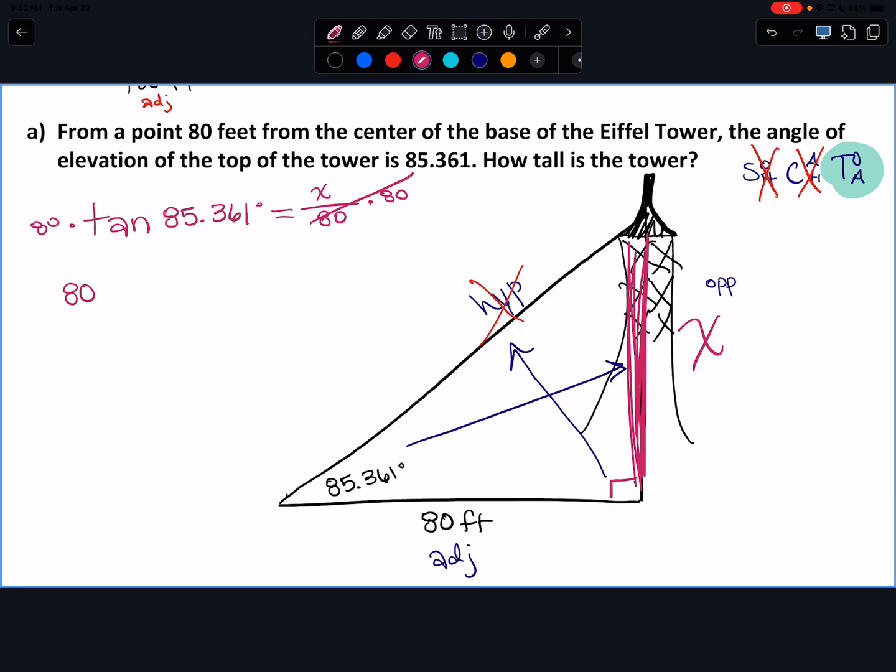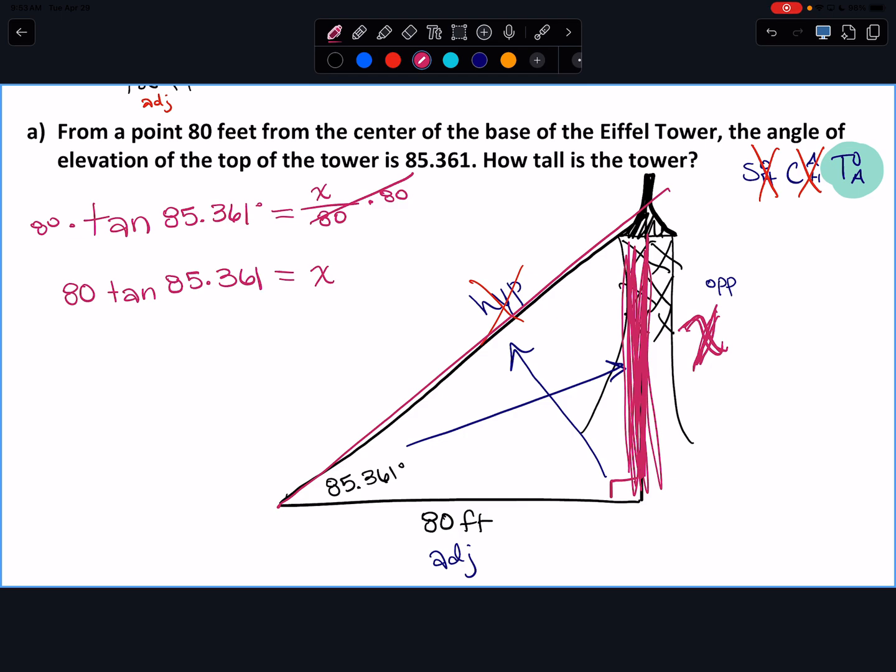Can you explain why you put X as the opposite value again? I missed it. That's okay. X is the opposite value because we're looking for that vertical distance of how tall the Eiffel Tower is. I'm not worried about, if I could fly up there, how far away I am. So that's why I put X at opposite, because you always label using the angle, and it's the acute angle. It's not the right angle.